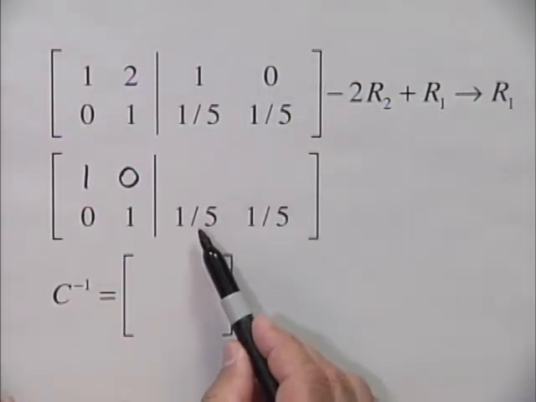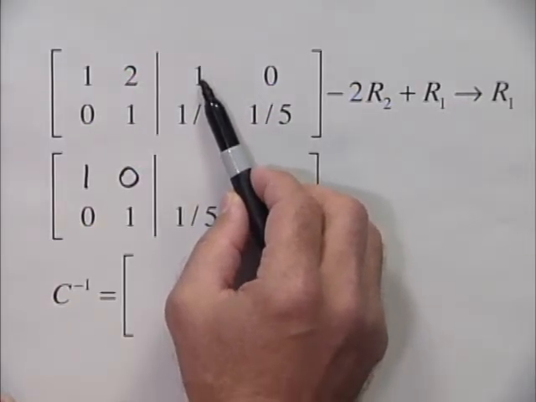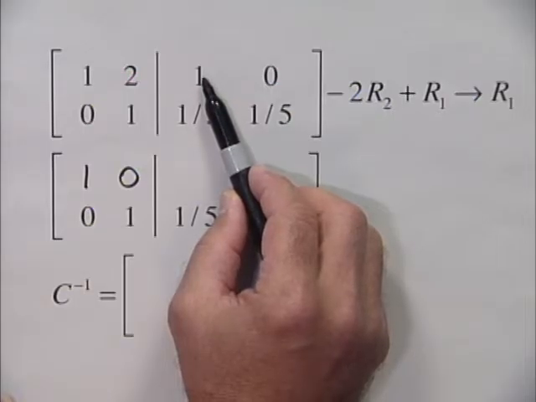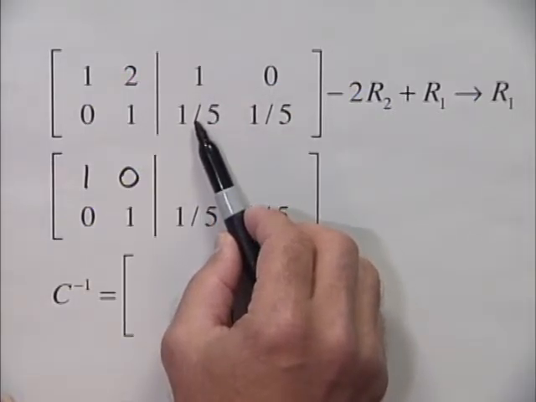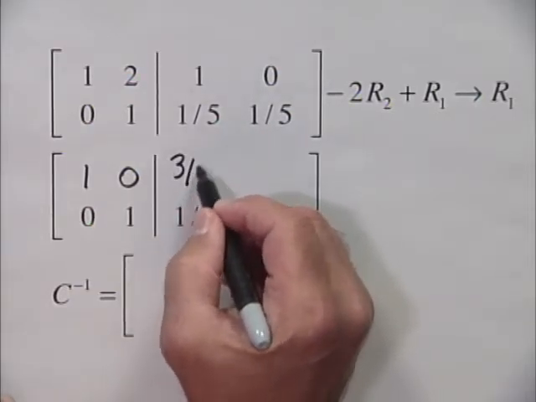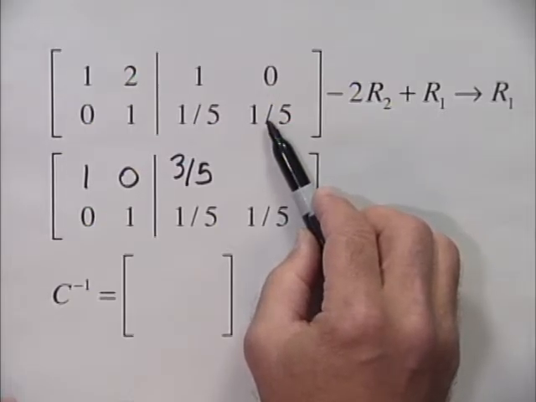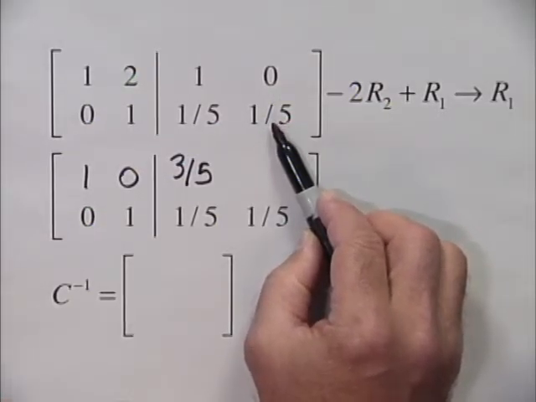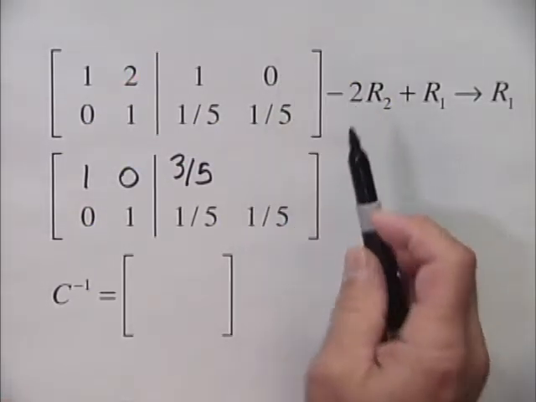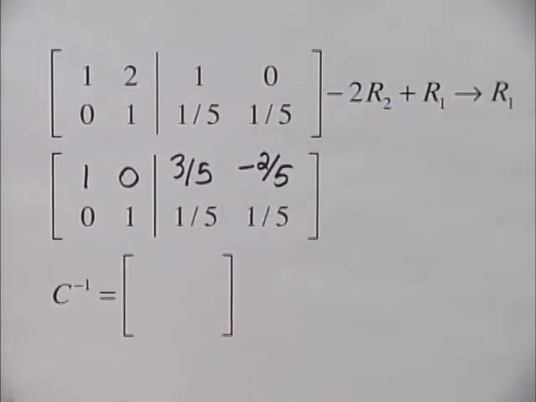Negative 2 times 1/5 is negative 2/5 here. We add that to 1, which, remember, 1 is 5/5. So negative 2/5 plus 5/5 is 3/5. Negative 2 times 1/5 is negative 2/5. Added to 0 is negative 2/5.